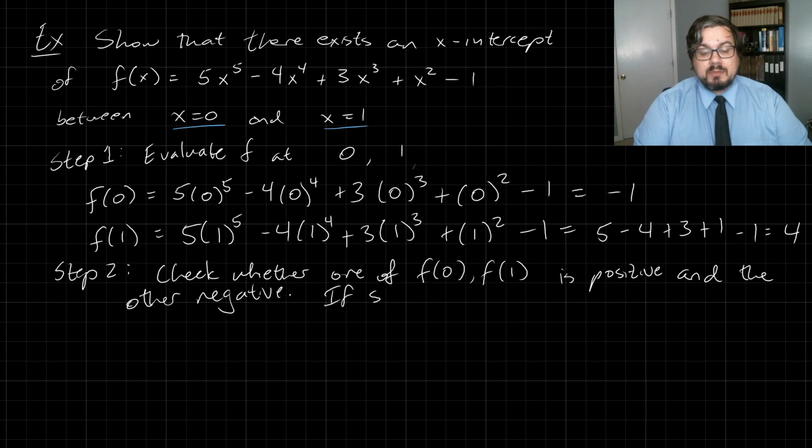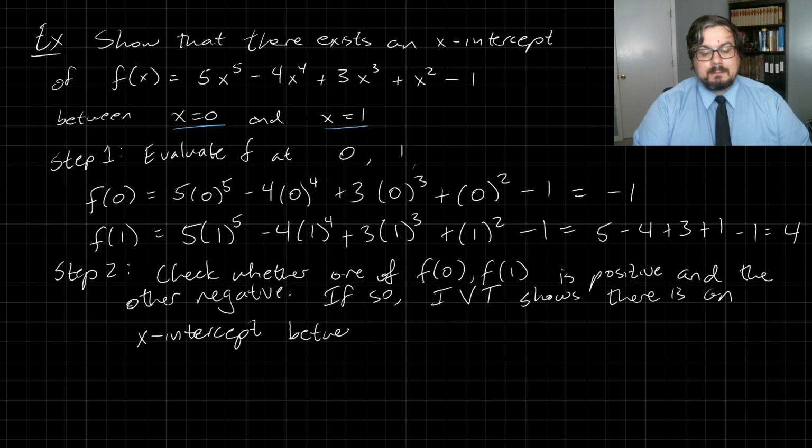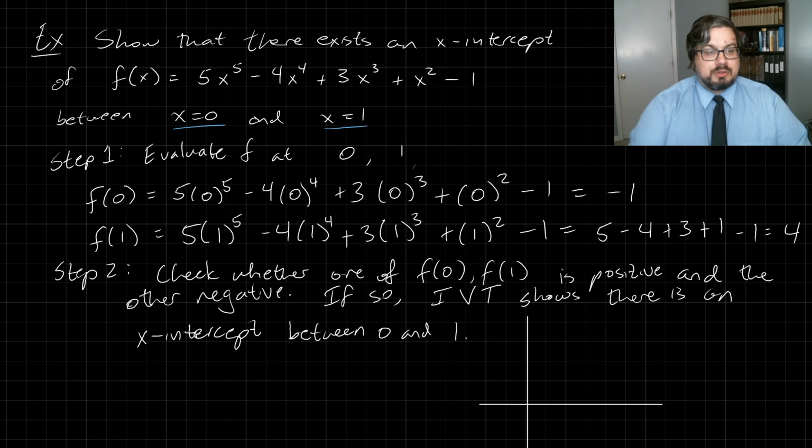If so, then the intermediate value theorem, which I'll abbreviate IVT, shows that there is an x-intercept between 0 and 1. So we have in fact shown that there is an x-intercept of this function between 0 and 1. Drawing the graph out isn't strictly necessary, but it is helpful for us to make sure that we have a good idea of what's going on.